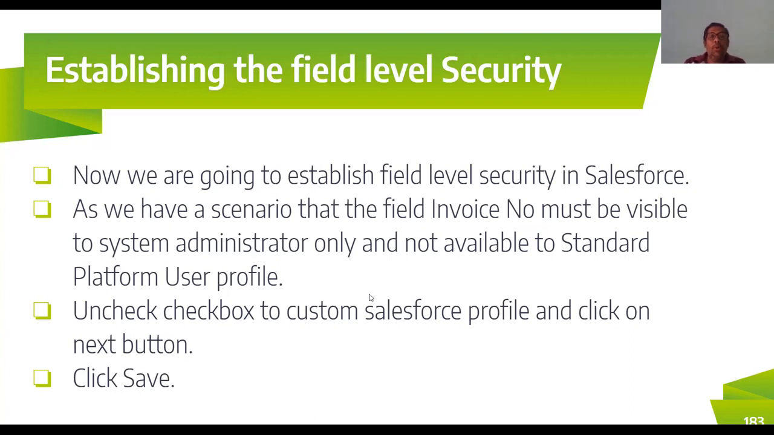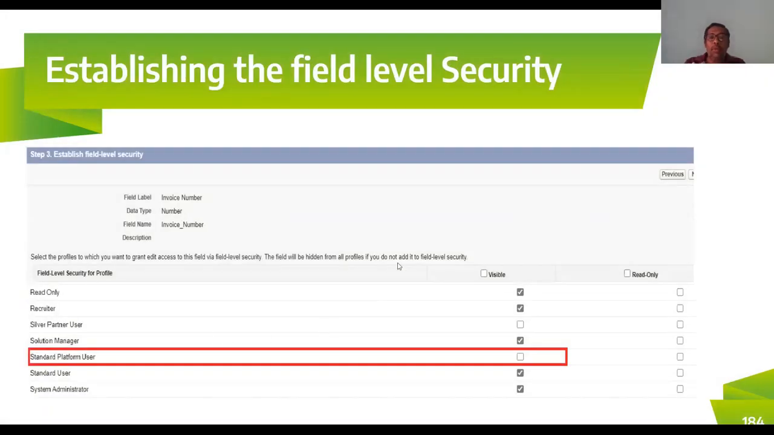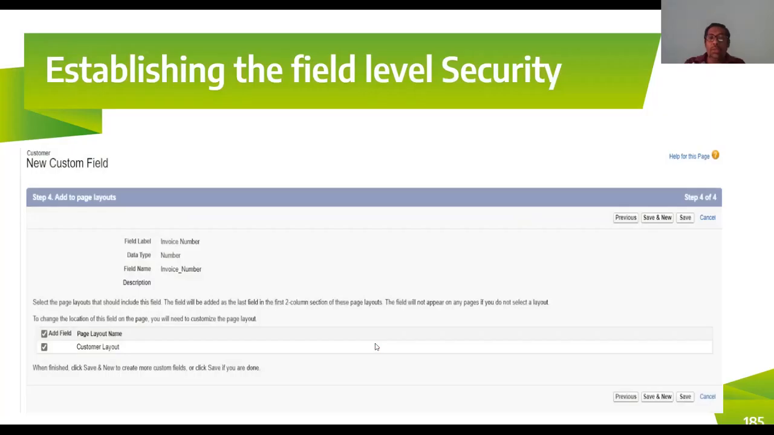So uncheck the checkbox for the custom Salesforce profile, click on the Next button, and then save it. At the time of visibility, you have to remove it. For the standard platform user, you're going to uncheck it, and for certain people, you're going to allow it. But make sure that it is available for the system administrator. Once you've done it, click on the Save button.